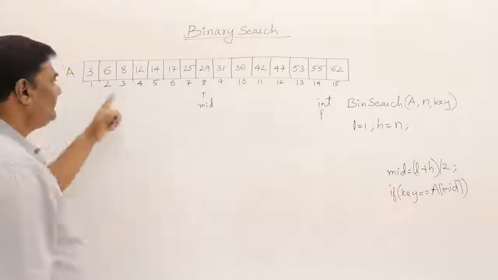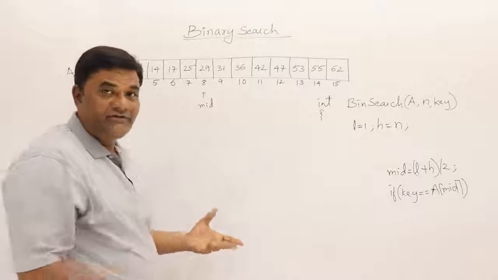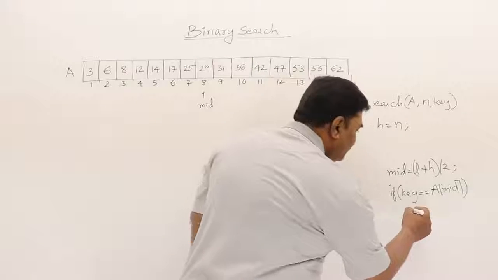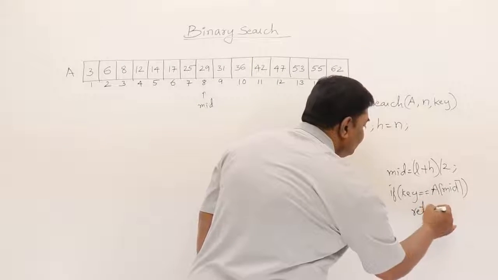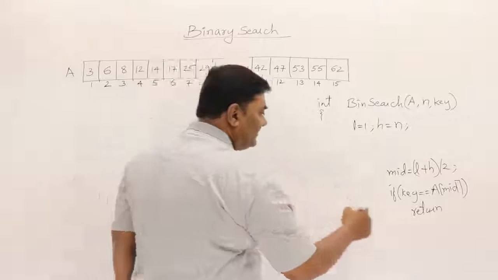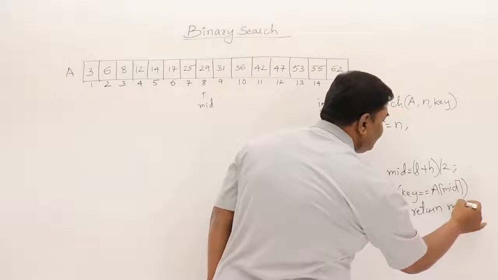If it is equal to A of mid, then the element is found. Then what is the index of the element? That is mid. Return mid. Element is found.